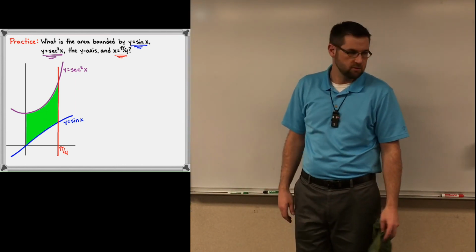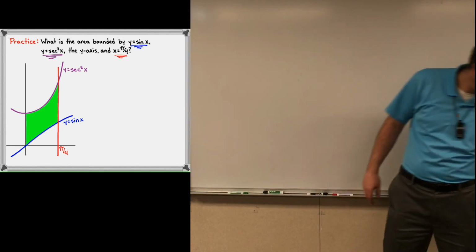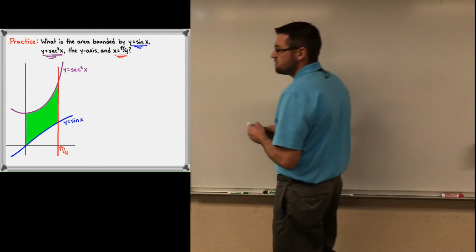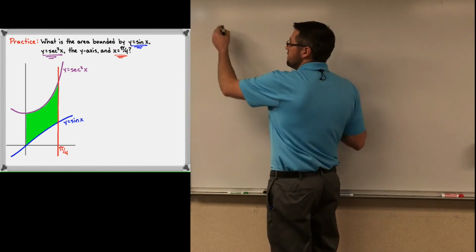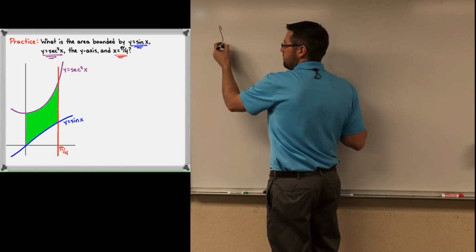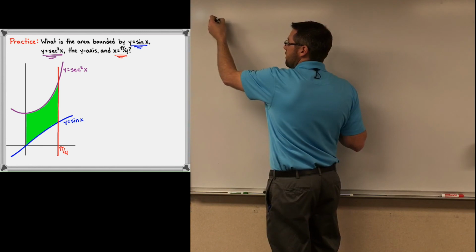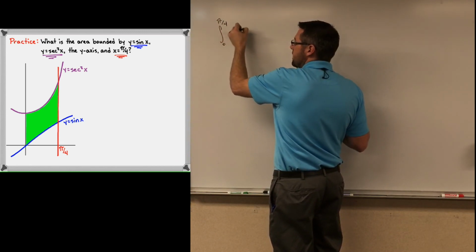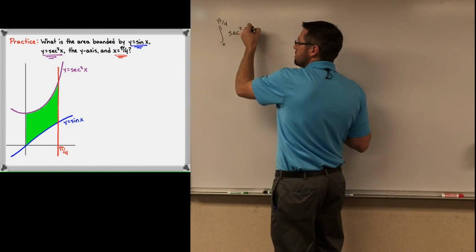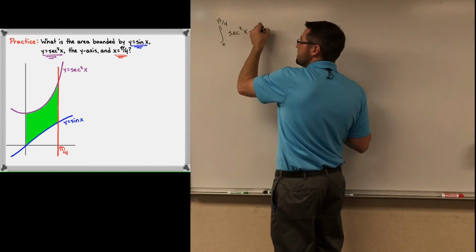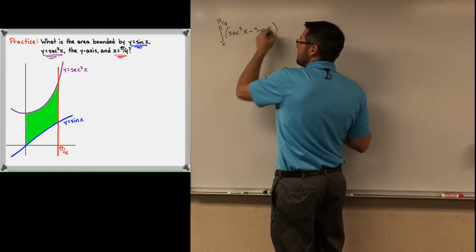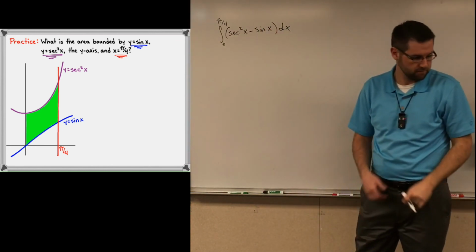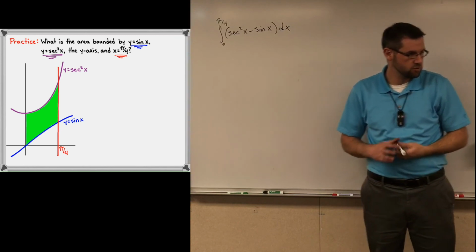Analytically, what's the equation now? Come on, guys. The integral from 0 to pi over 4 of secant squared x minus sine of x dx. It's easy stuff.